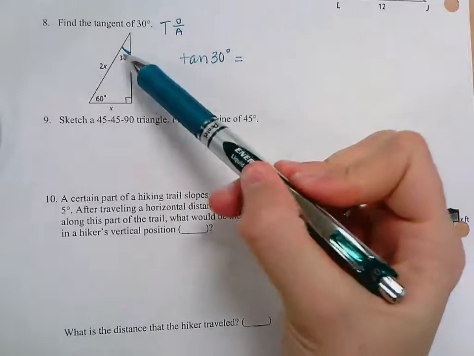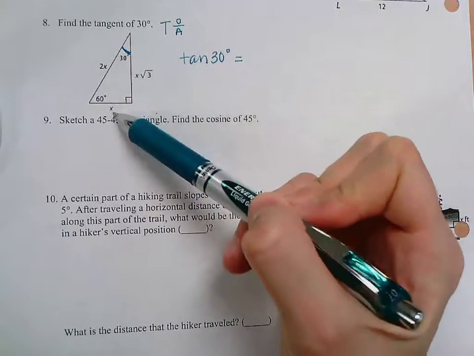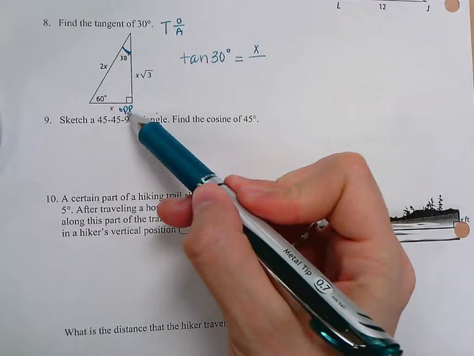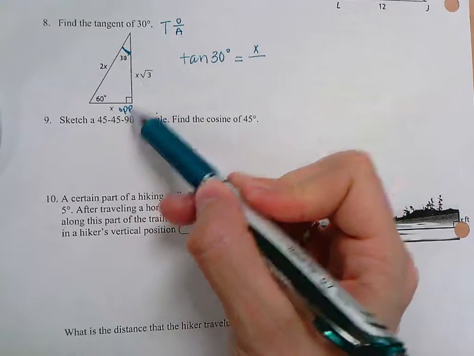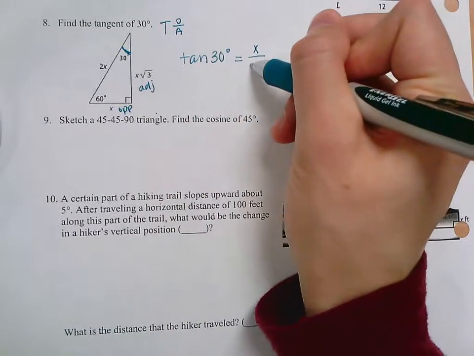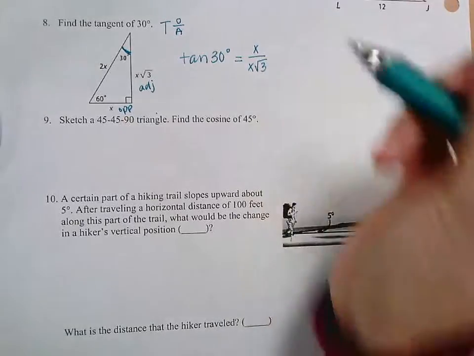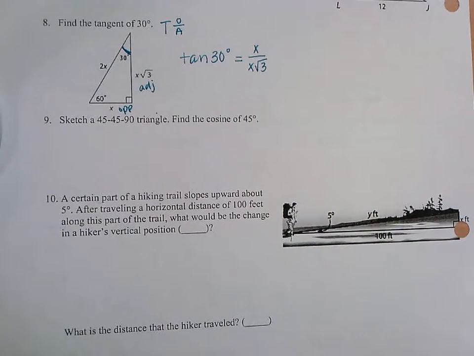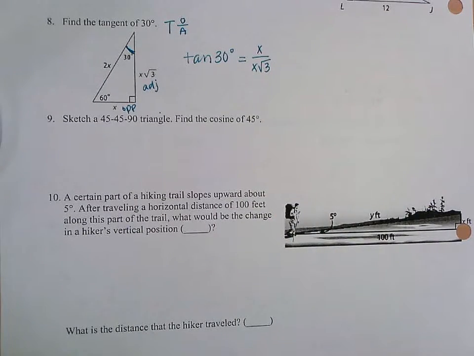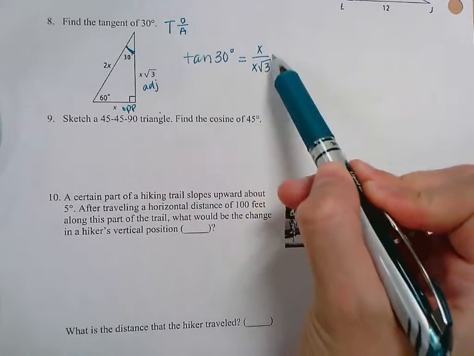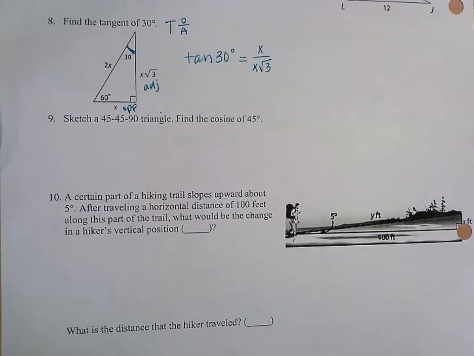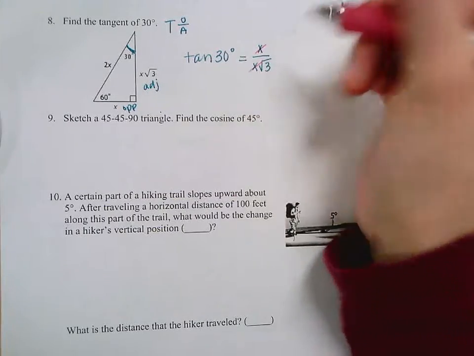So what side is opposite the 30? The x. So it'd be x over, what side is the adjacent? X square root 3. So x over x square root 3. And then this, we didn't have to do this on the front, but fractions you should always simplify. So we should simplify this. These x's will cancel out. It's kind of like having 2/2. So these will cancel to both be 1s.